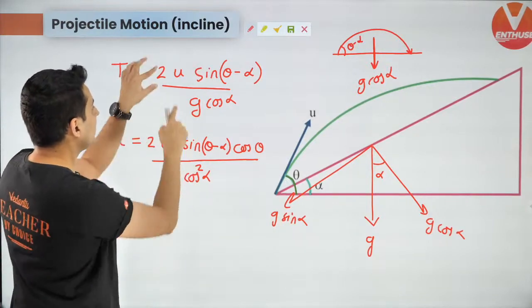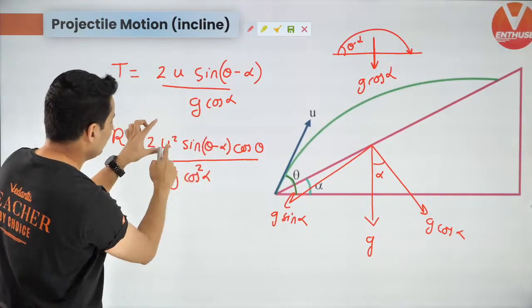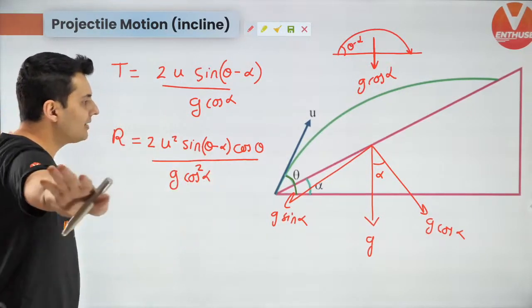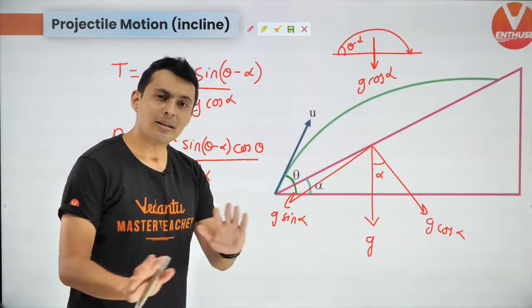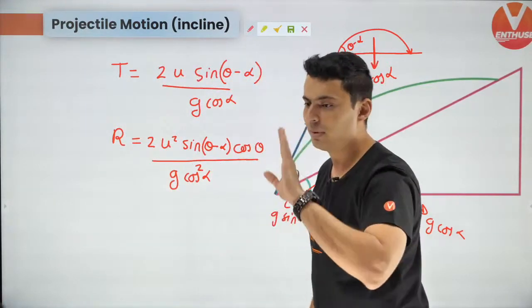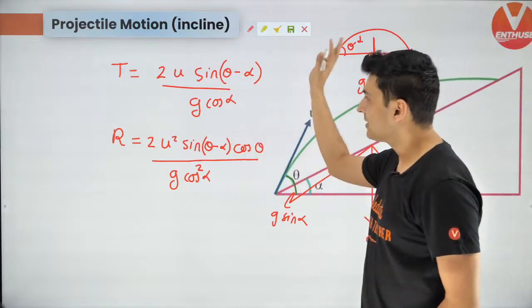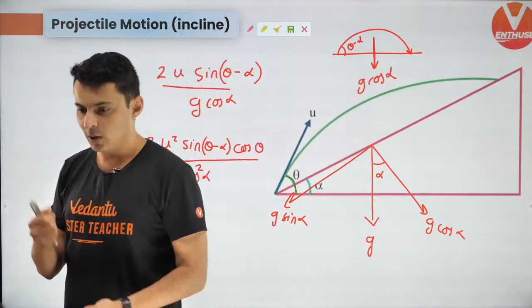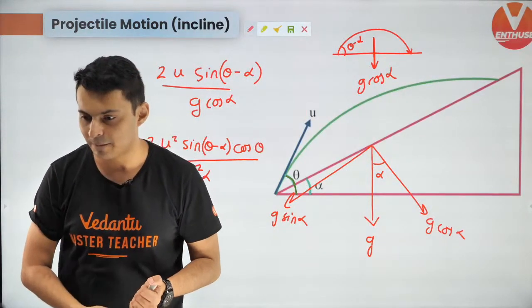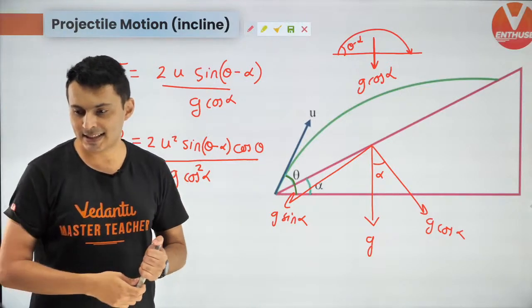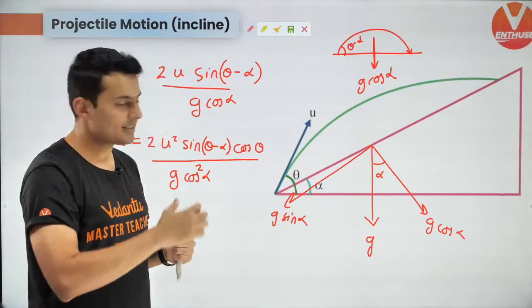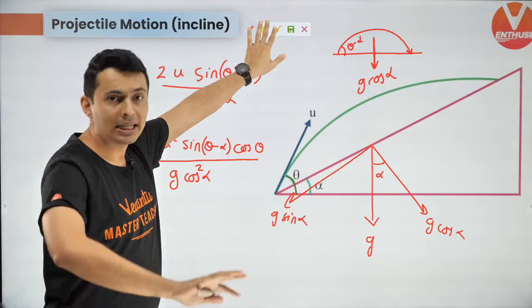Think this way. If there is u, it's cos. If there is u square, there is cos square. That's the formula. I hope this is clear. Cool? Let's do this.